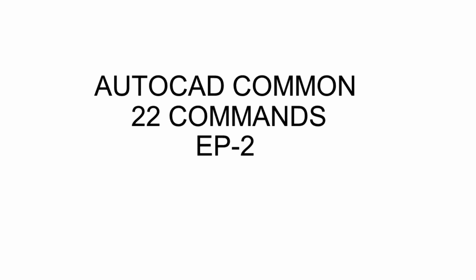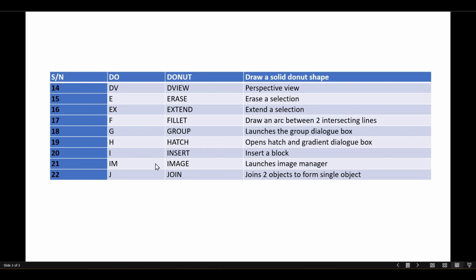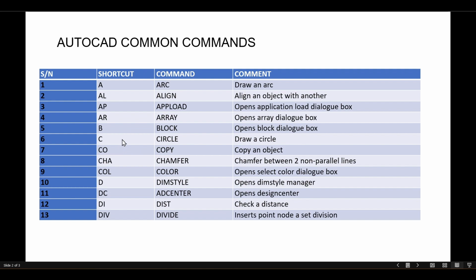This is episode 2 video of AutoCAD Common 22 commands. Number 6, Circle Command. Shortcut is C. This command is used to draw a circle.